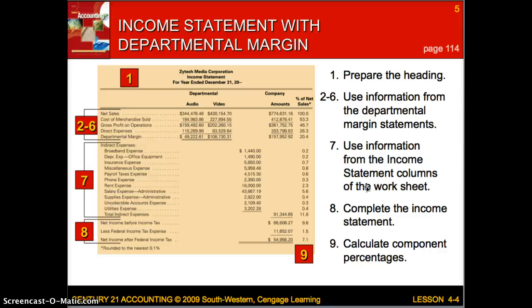Okay, the departmental margin statement for video, we do the exact same thing. We'll get our departmental margin statement and our income statement to use. We will prepare our heading using the income statement. Use information from the departmental margin statements to get all of this information here. Then we'll use information from the income statement columns with a worksheet that we just completed. Here, we'll complete the income statement and we'll calculate these component percentages on this side. Remember, all of these are just this number divided by your net sales.